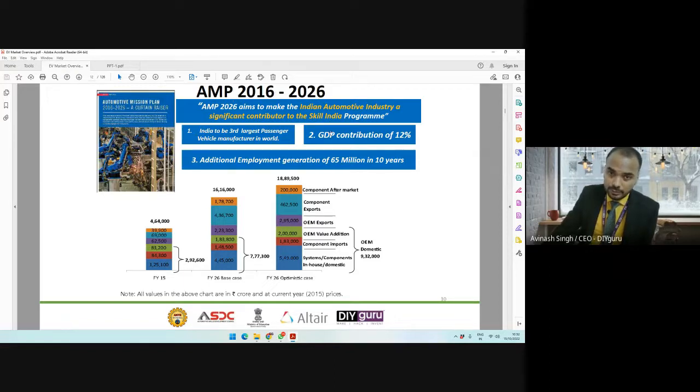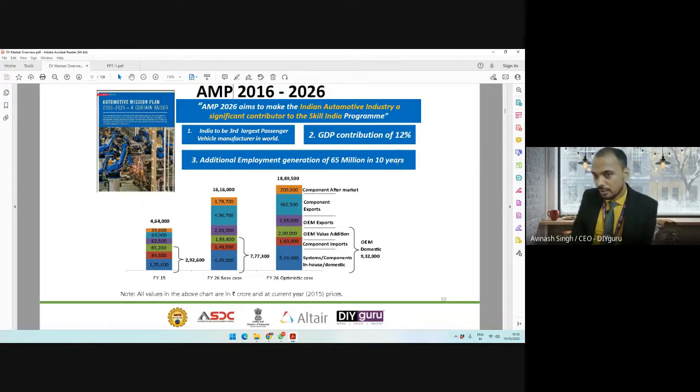So there are three main goals. First, India to be the third largest passenger vehicle manufacturer in the world, and second, GDP contribution to be increased from 10% to 12%, and additional employment generation of 65 million in 10 years, right? So you can just imagine the number of employment generation which happened from 2006 to 2016, that was almost 25 million, and now we are talking about an increase in this number from 25 to 65 million in these 10 years, right? So more people are required in the automotive industry.